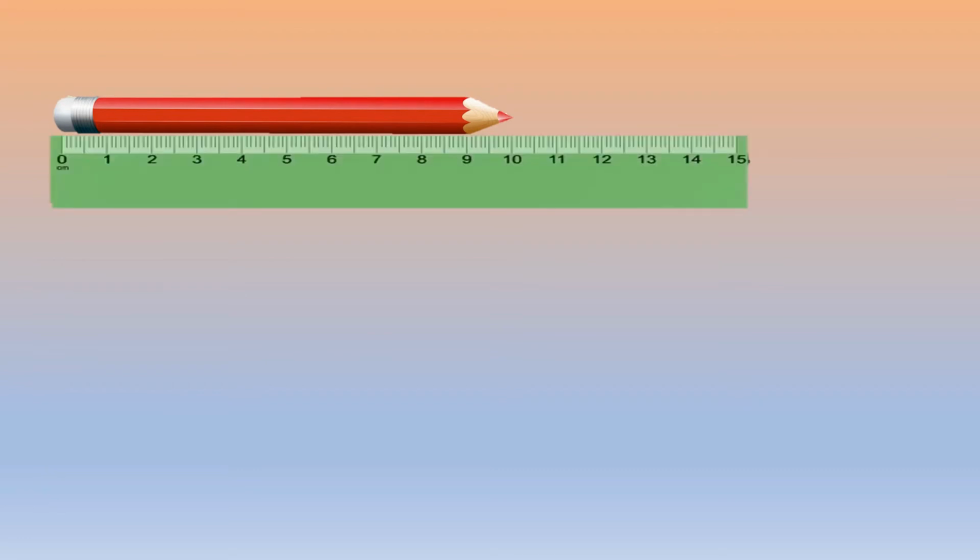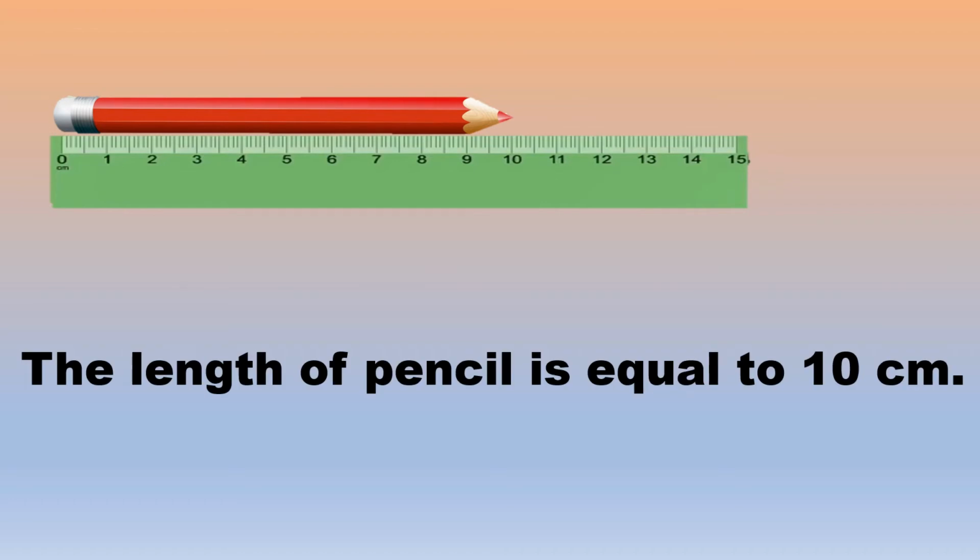Now, let's measure the length of the pencil using a ruler. Keep the pencil on the table. Keep the ruler beside it. You have to take care that one end of the pencil should be at 0 of the ruler. Now, look at the other end of the pencil. Can you tell me which number it is at? Yes, 10 centimeter. So, the length of the pencil is equal to 10 centimeter.